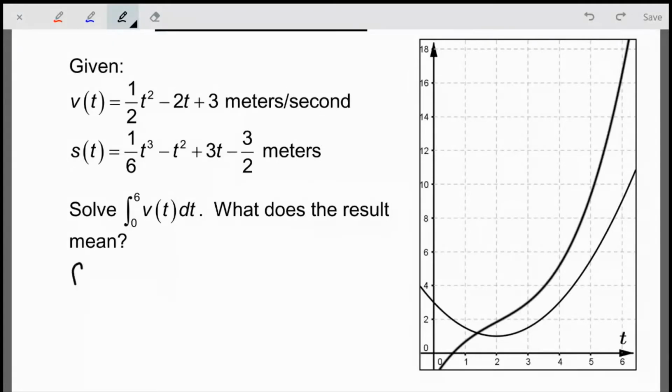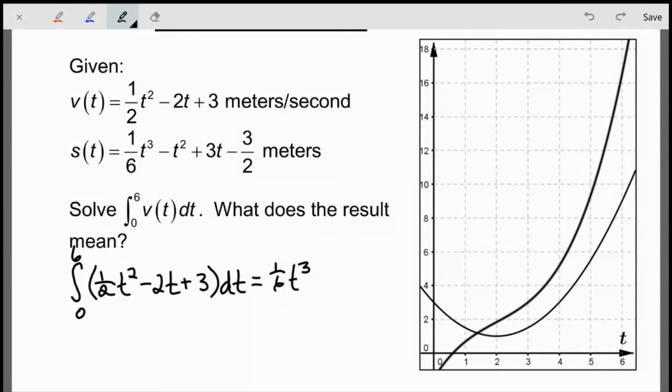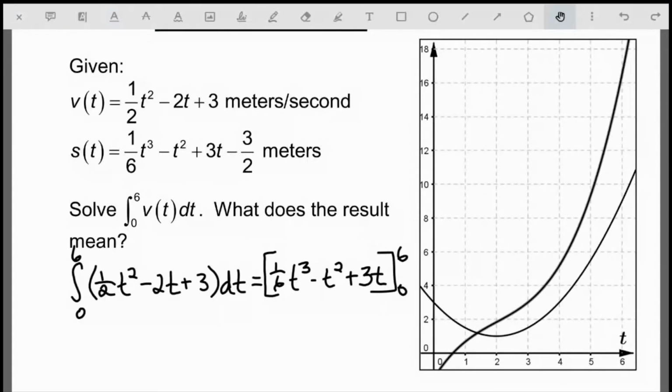So if I were to look at this integral from 0 to 6, v of t is 1/2 t squared minus 2t plus 3. And if I were to take the antiderivative of that, I would get 1/6 t cubed minus t squared plus 3t. And we would evaluate that from 0 to 6. Okay, so this is what we did back in section 6.3.